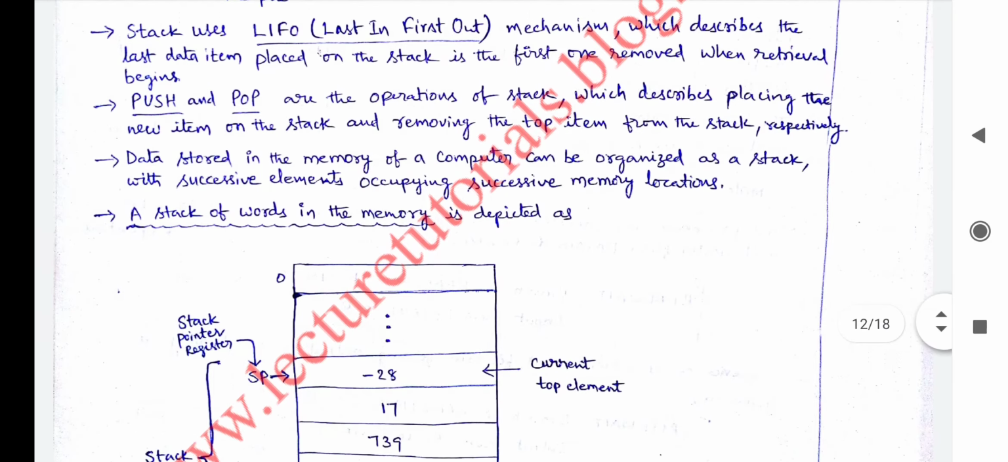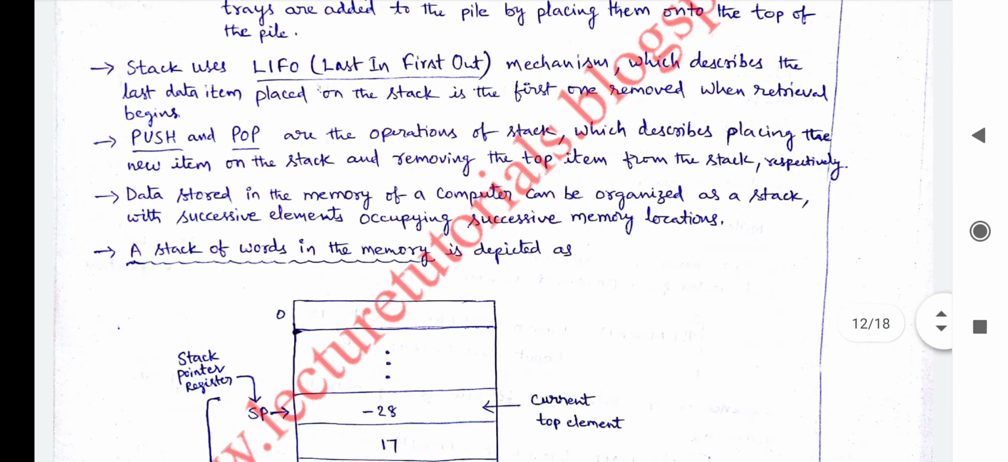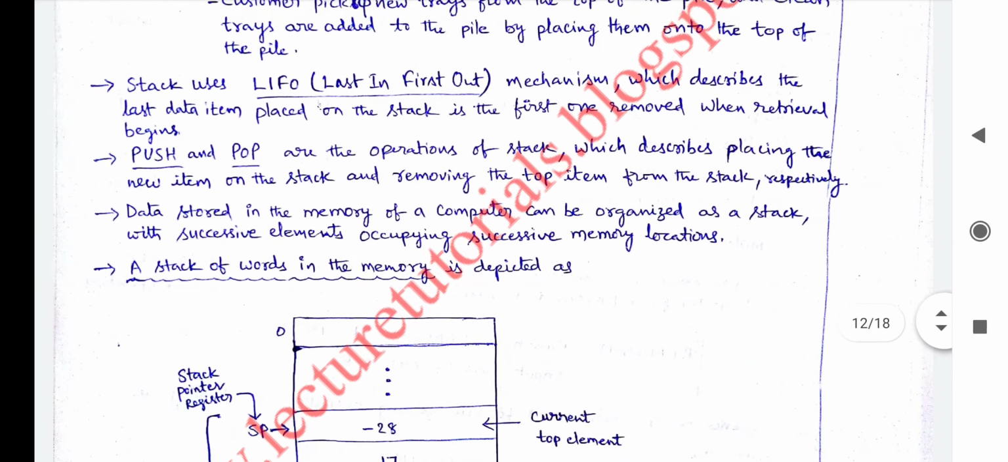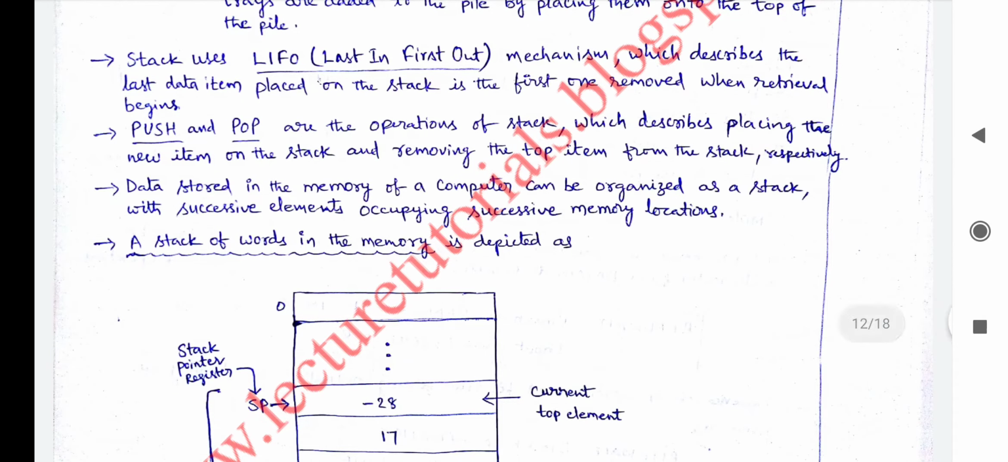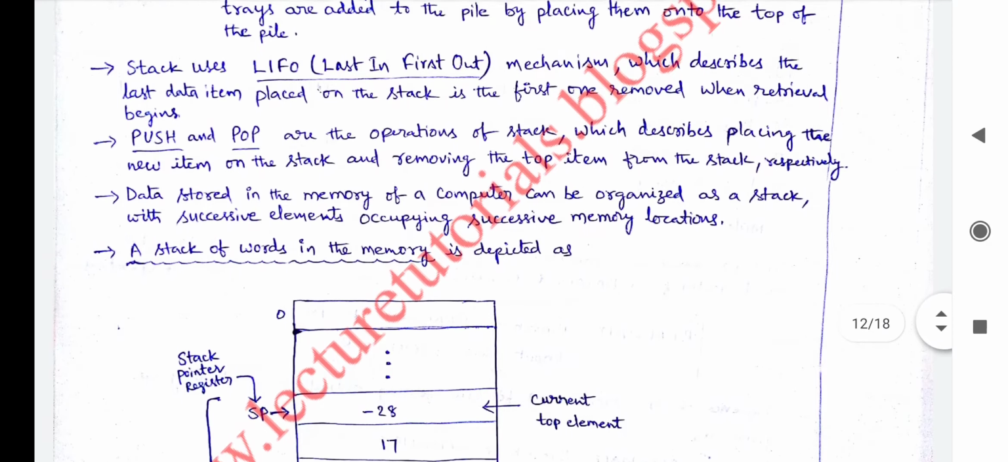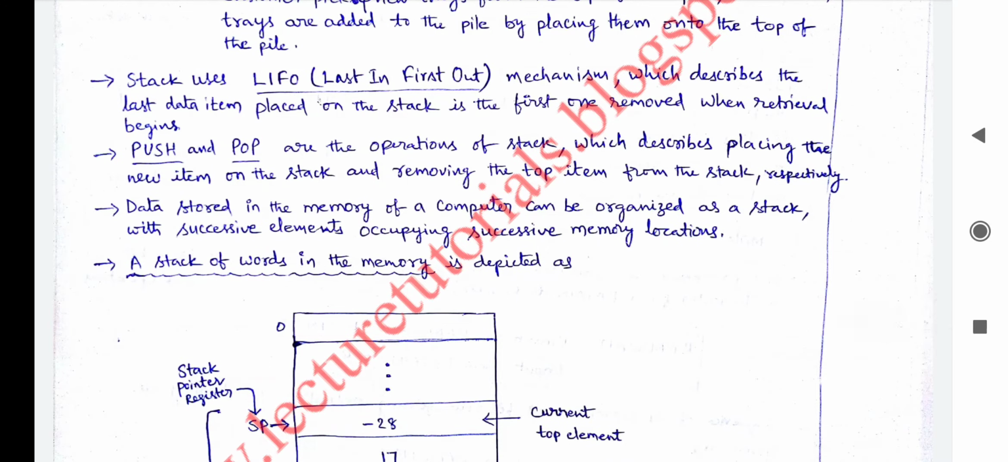And one more example is the railway shunting system. Whenever you observe a railway station, the train which reaches the station last leaves the station first. Okay, this is the mechanism of a stack, last in first out.